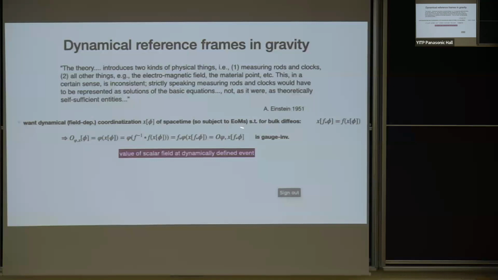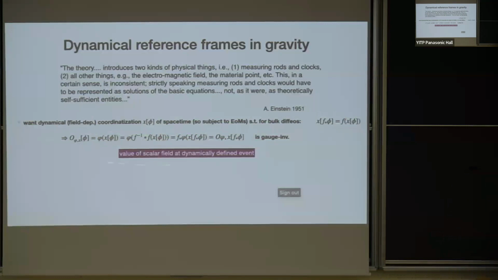And for instance, such that for bulk diffeomorphisms, they transform in this way. I will explain more why that is true. So if you have something that transforms in this particular way, and then you come back to the scalar field and ask what's the value of the scalar field at a point defined in this way, just by looking at how the two transform under diffeomorphisms, you'll see that it's going to be invariant under bulk diffeomorphisms.